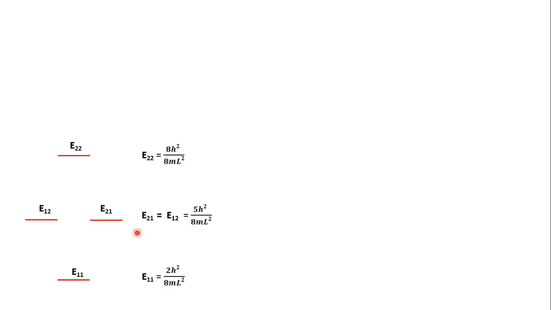Next we will have E22, and this E22 is equal to 8 h square by 8m L square. And next one is E23 and E32, which will have the same value because this is 2 square plus 3 square, 4 plus 9, 13. This is 3 square plus 2 square. These two are doubly degenerate, 2 levels having the same energy. What we find is that as we go up the diagram, the value of energy increases.